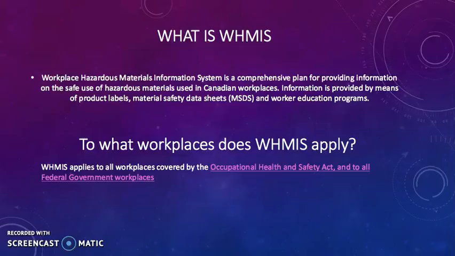What is WHMIS? WHMIS is an acronym for Workplace Hazardous Materials Information System and is a comprehensive plan for providing information on the safe use of hazardous material used in Canadian workplaces. Information is provided by means of product labels, material safety data sheets, and worker education programs. And to what workplaces does WHMIS apply? WHMIS applies to all workplaces covered by the Occupational Health and Safety Act and to all federal government workplaces.